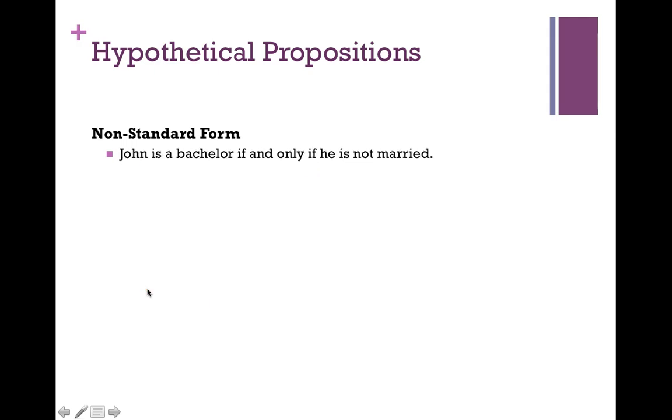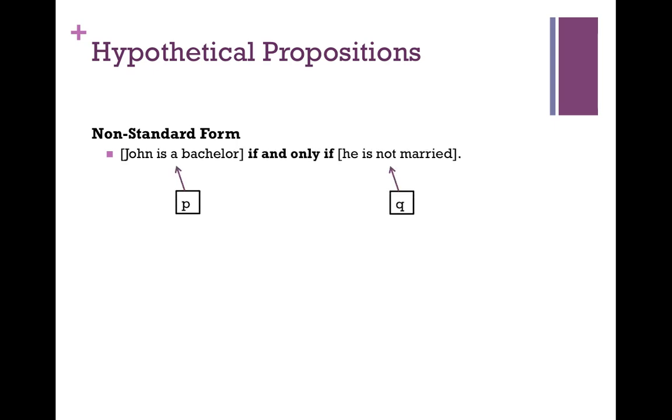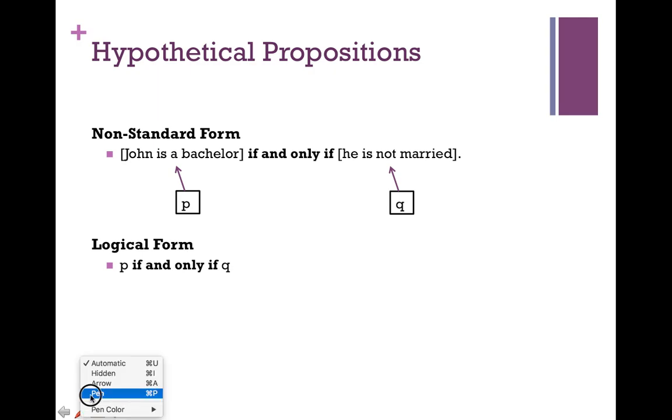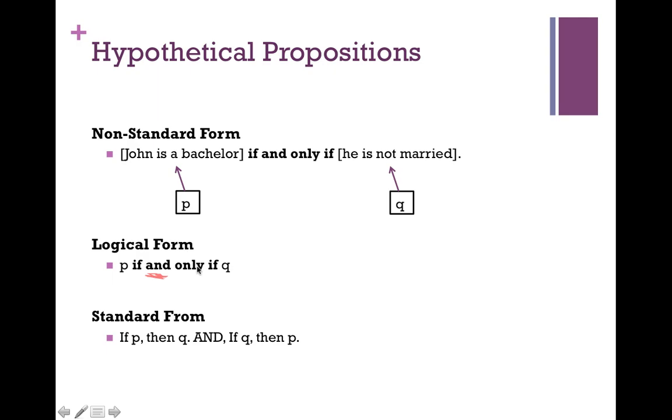All right. Here's another statement. John is a bachelor if and only if he is not married. Now, here again, we have to identify our component propositions, which are John is a bachelor and he is not married. And if I said, hey, put this in logical form, you might write P if and only if Q. Now, I want to point out here that this is a compound proposition. It's combining P if Q with P only if Q, saying P if Q and P only if Q. So the standard form of this is actually this: if P then Q and if Q then P.